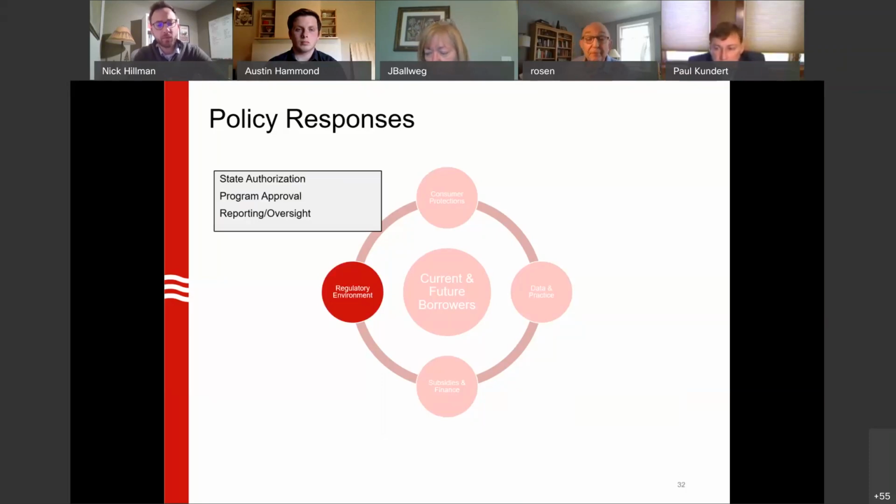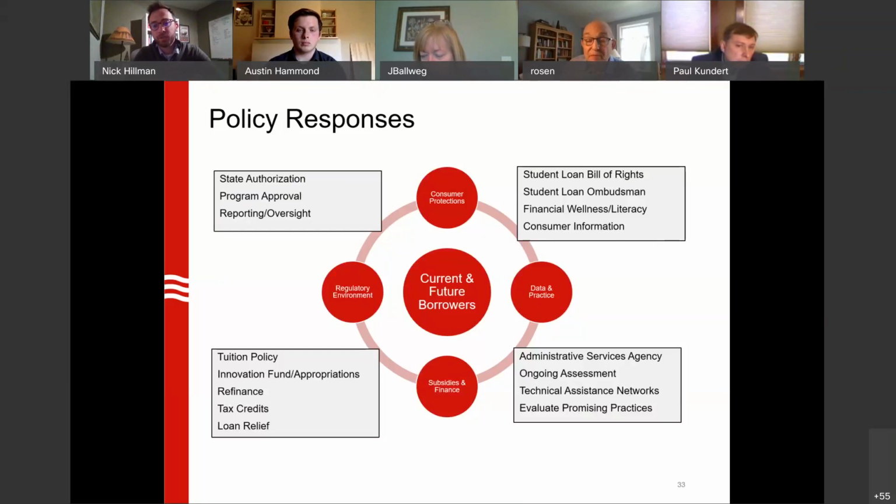And of course, you have the regulatory environment, you have state authorization, program approval. There could be ways to enhance reporting and oversight of institutions or of lenders, you name it. You could probably think of a million things, but the idea here is that all these together should hopefully provide some structure to really support current and future borrowers.